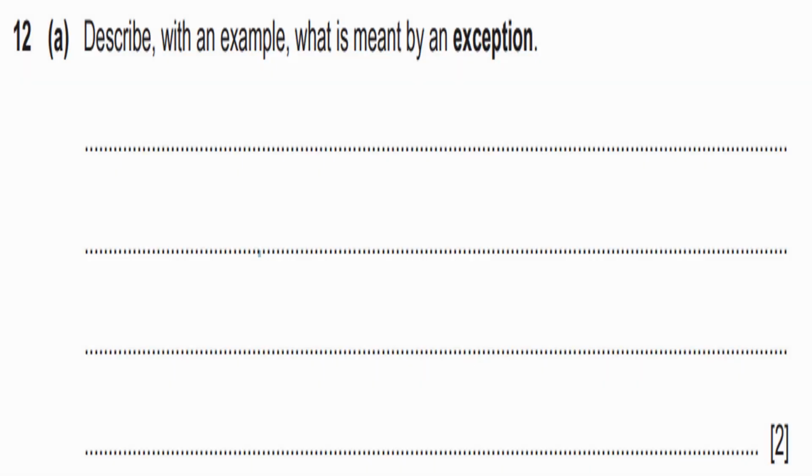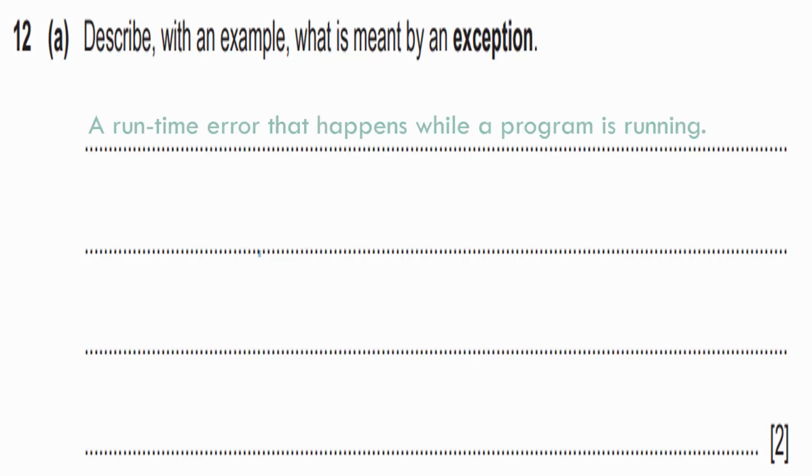Describe with an example what is meant by an exception. An exception is a runtime error that happens when your program is running. You've been programming since pre-A level or even AS, if that's where you started. We have all had our programs throw exceptions. When we open a file, we want to do that inside a try-catch statement. That's called exception handling. So we do a try-catch statement to prevent our program from crashing and outputting a message. We're trying to prevent it from throwing an exception.